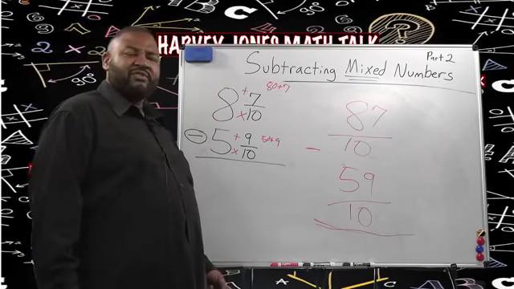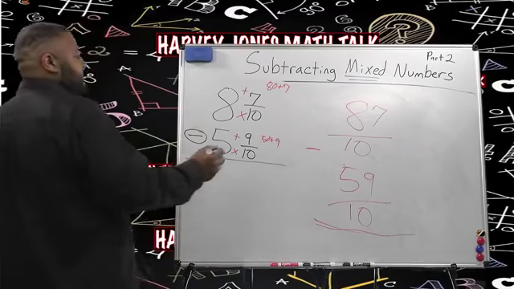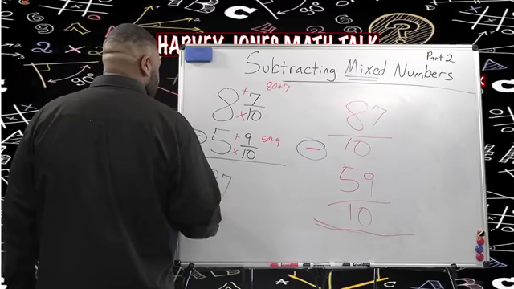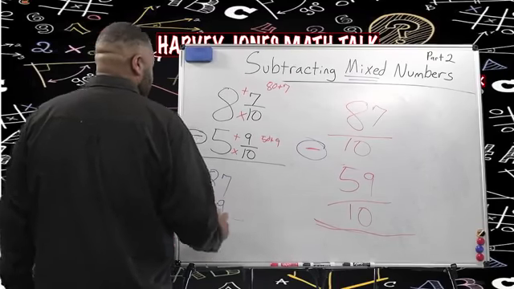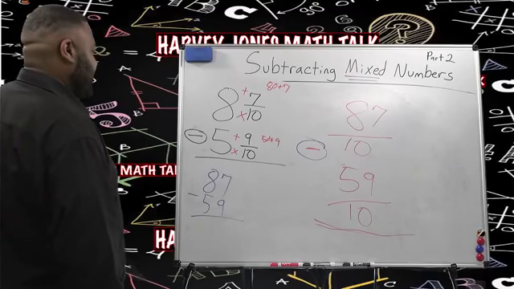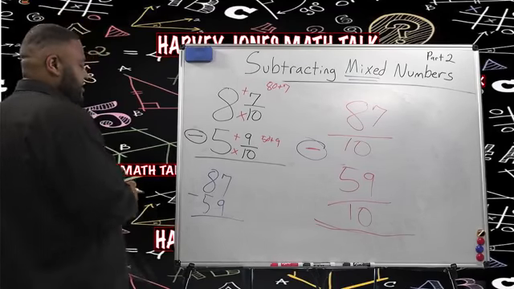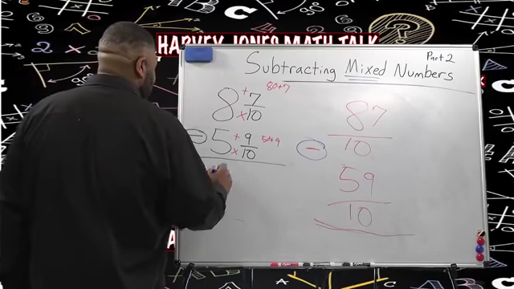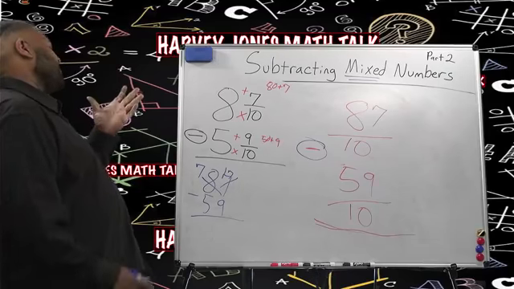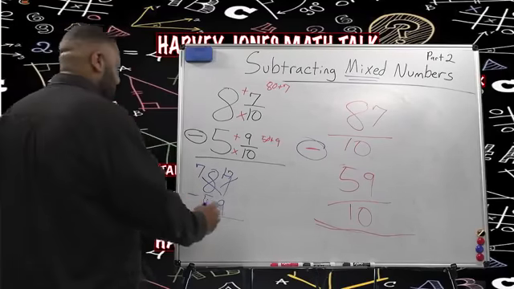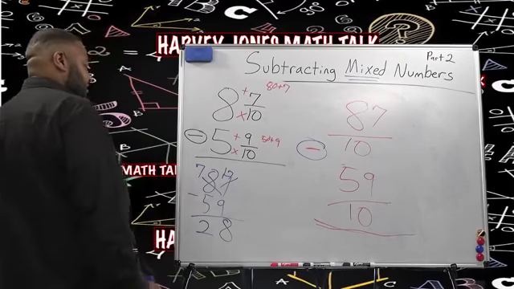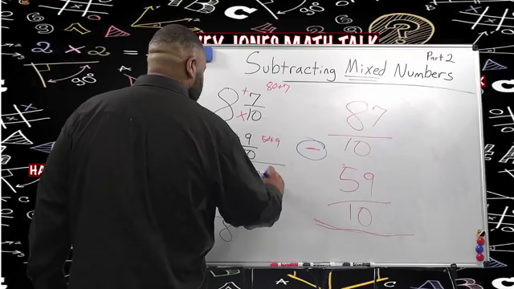Dragging my feet just a little bit. And now, operation is subtraction. 87 minus 59. I'm subtracting. Your 8 becomes a 7. That makes this a 17. It goes after 9: 10, 11, 12, 13, 14, 15, 16, 17. That is 8, and that is going to be 2. That gives us 28 tenths.